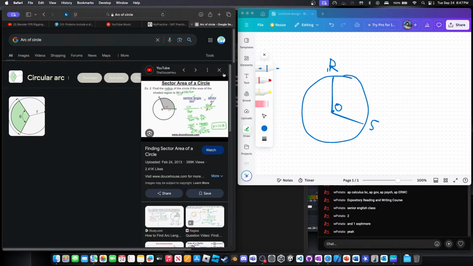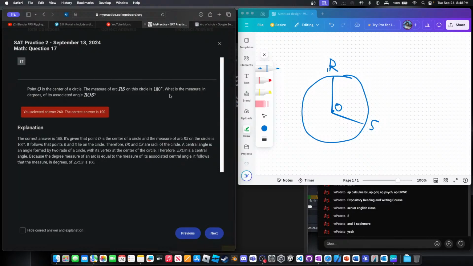The radius. That's finding the radius. I want to find the degrees. Measure degrees is okay. So let's read the actual explanation first. The correct answer is 100.